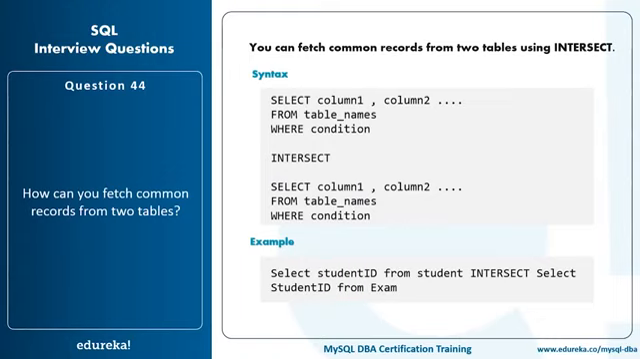So for your better understanding, you can see the example on the screen. You can see that I have used select student ID, that is basically a single column, from student, then used the intersect command, and then again I've mentioned select student ID from a different table, that is exam. So that's how you can fetch common records from two tables.